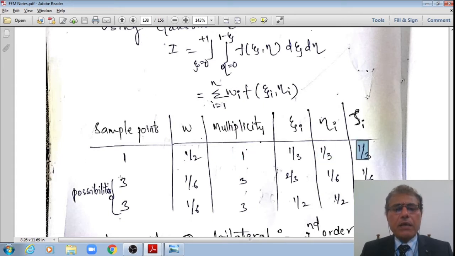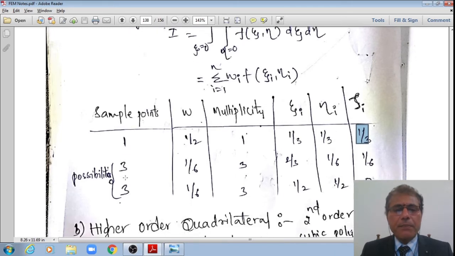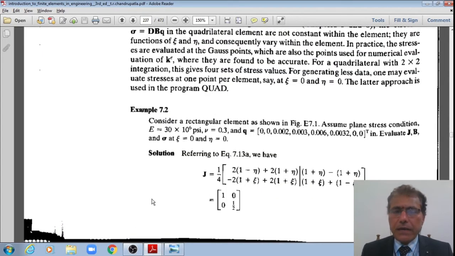Like that, these are the two possibilities with 3 sample points. One with w equal to 1 by 6, multiplicity 3, xi i equal to 2 by 3, eta i equal to 1 by 6, zeta i equal to 1 by 6. Or the second possibility with 3 sample points is weightage 1 by 6, multiplicity 3, xi i 1 by 2, eta i equal to 1 by 2, and zeta i will not be there, 0. These are the two possibilities.